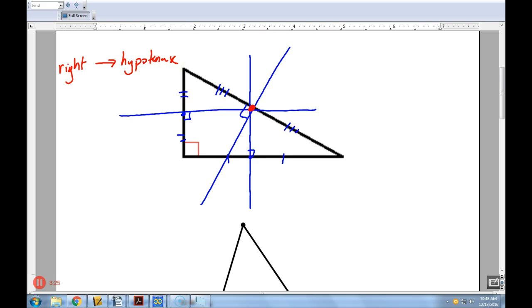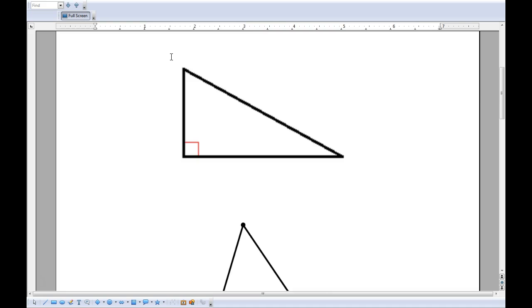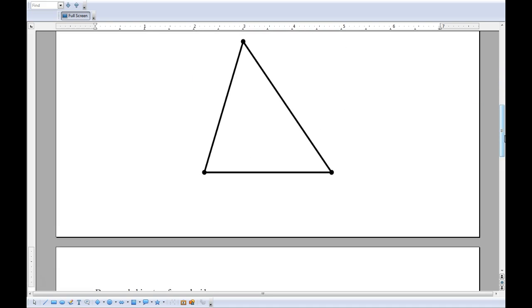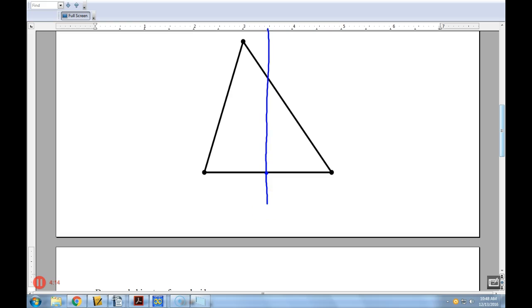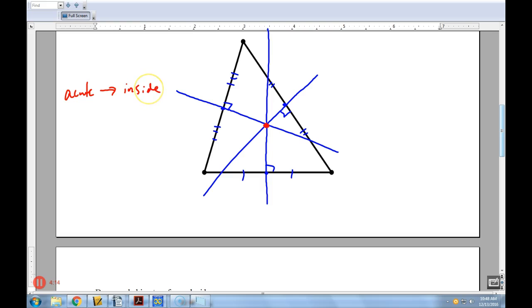Right on the exact side of the right triangle. And then down below we have an acute triangle, and when we do the same thing for this one, I find the midpoint of every side, so I find the middle, do it at 90 degrees. I find the middle, come in at 90 degrees, and then I do it one more time. I find the middle and come in at 90 degrees. This time they should meet at a point inside the triangle. So when you have an acute triangle, they actually meet on the inside.